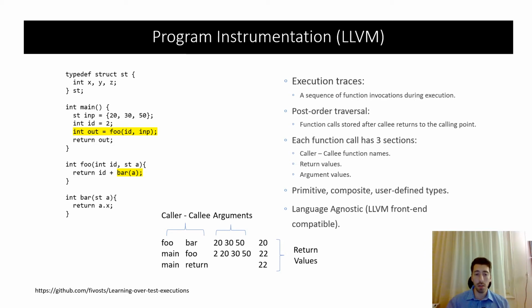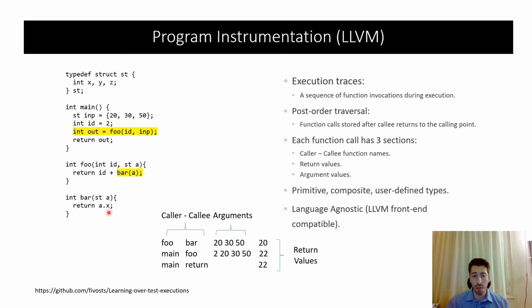So let's consider this simple example on the left. Let's say that we have a set of test inputs here in the main function, one of them being a custom-defined struct, and the second one being just an integer ID. The function under test in this case is the foo function, and we're instrumenting the whole module. So foo gets as arguments the ID and the input struct, and then returns the ID plus bar of A.